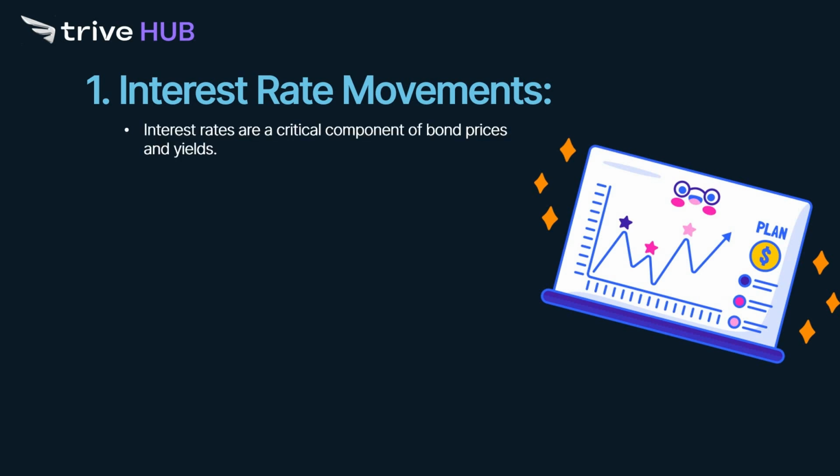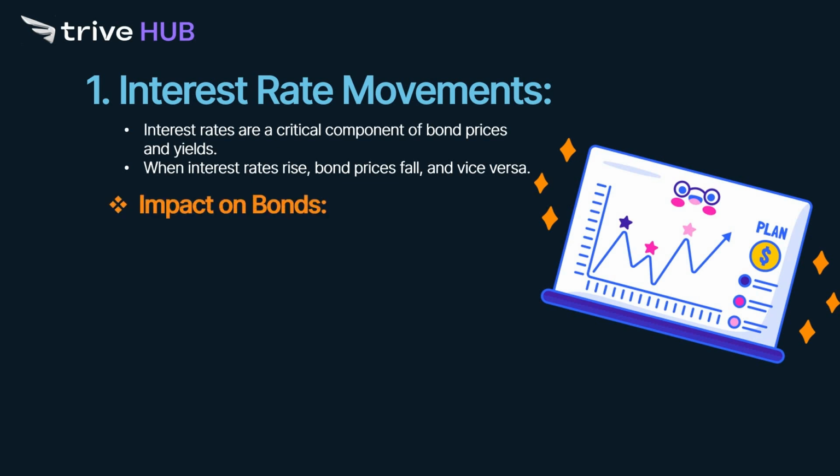Interest rates and bonds. Interest rates are a critical component of bond prices and yields. They have an inverse relationship. When interest rates rise, the price of existing bonds typically falls. When interest rates fall, the prices of existing bonds rise. This is because new bonds issued at higher interest rates are more attractive to investors, reducing the value of older bonds with lower rates. So what will be the impact of this scenario on bond prices?